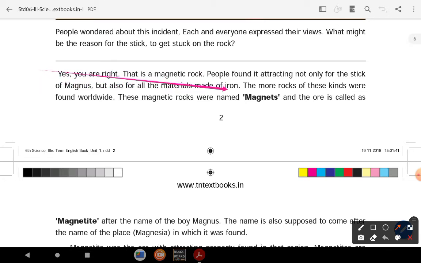What did the people do? They started throwing things. When they threw things on the rock, the things which are made up of iron all got stuck to the rock.